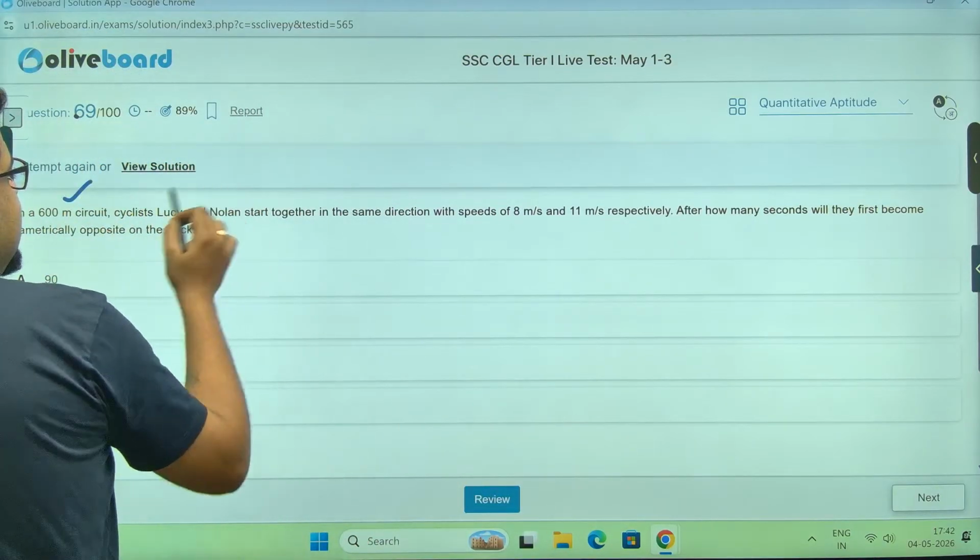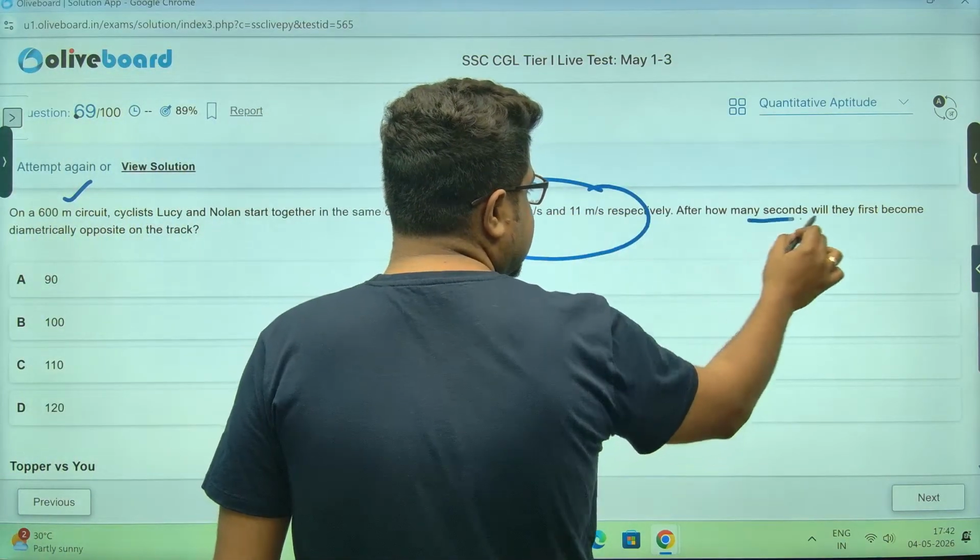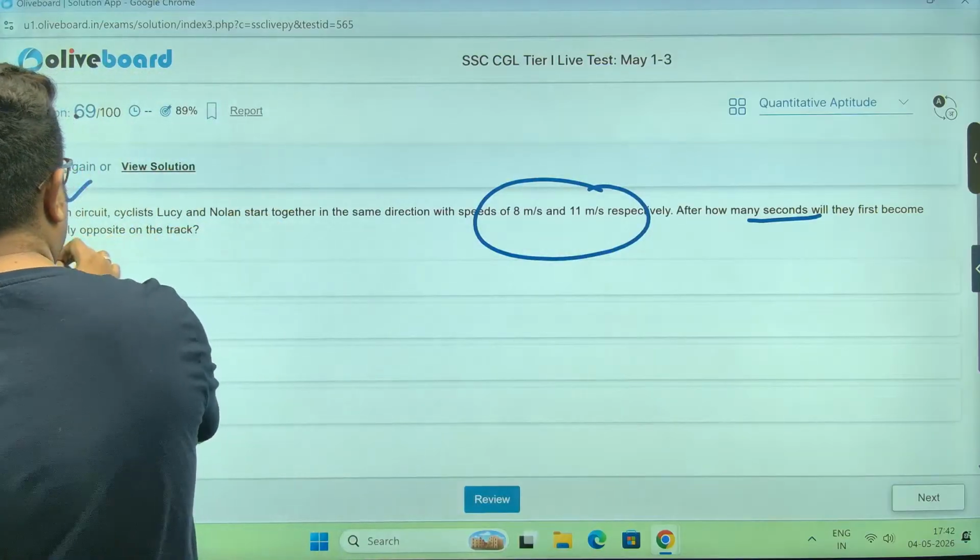Next question: 600-meter circuit, Lucy and Nolan start together in the same direction. How many seconds will they first become diametrically opposite on the track?